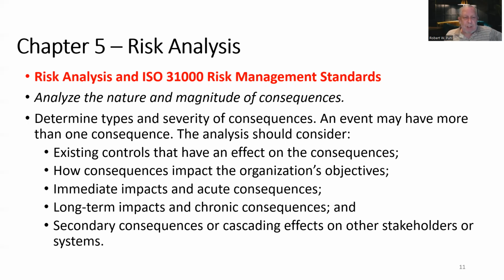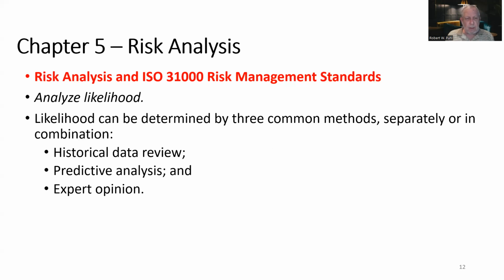So determine types and severity of consequences. An event may have more than one consequence. The analyst should consider existing controls that have an effect on the consequences, how consequences impact the organization's objectives, immediate impacts and acute consequences, you know what that means right away, long-term impacts and chronic consequences, and secondary consequences or cascading effects on other stakeholders or systems.